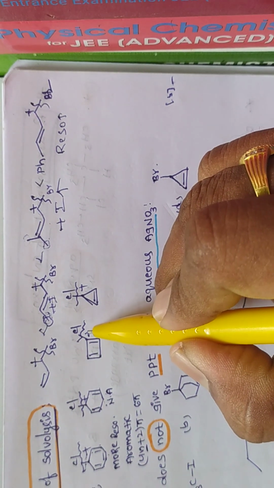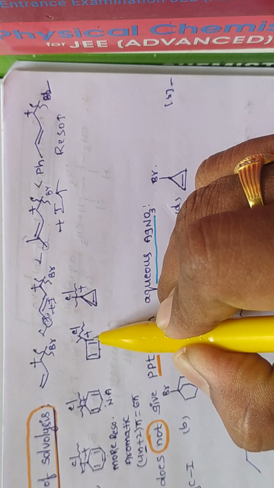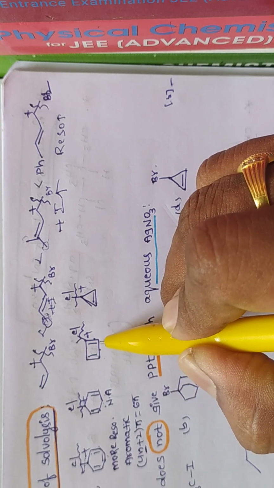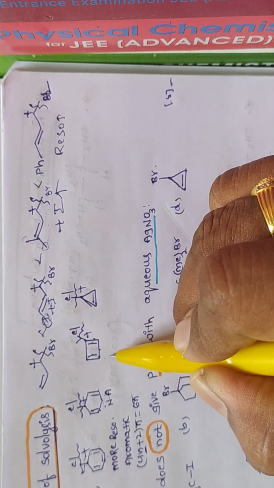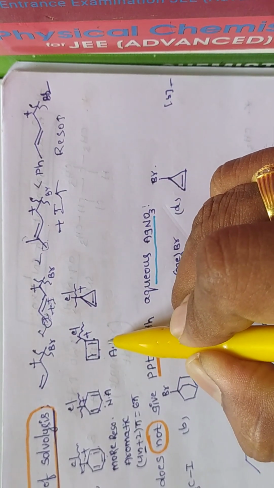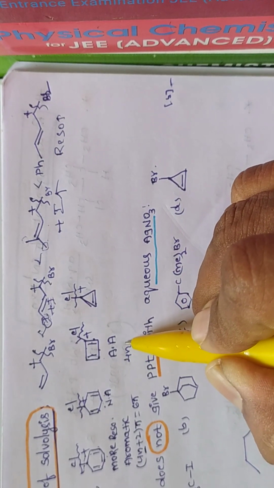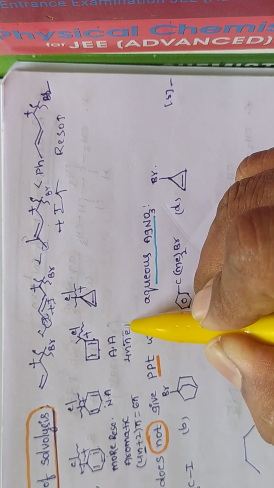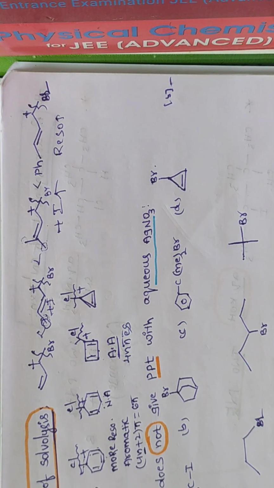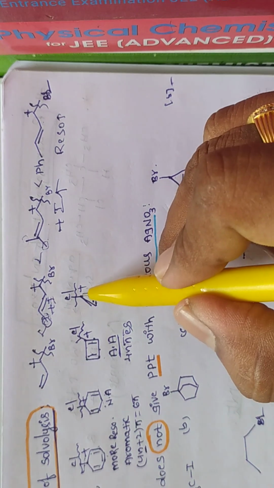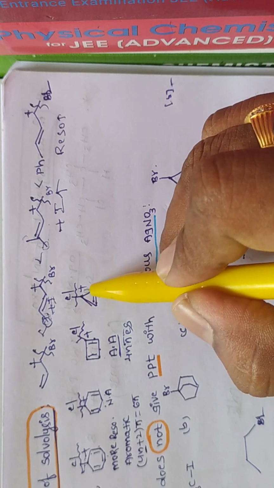Next, positive charge, single bond, double bond, single bond, double bond. Conjugation is there. And how many pi electrons are there? 4 pi electrons are there. 4 pi electrons means it is not satisfying Hückel's rule. It is satisfying 4n pi electrons. So therefore it is called an anti-aromatic compound.